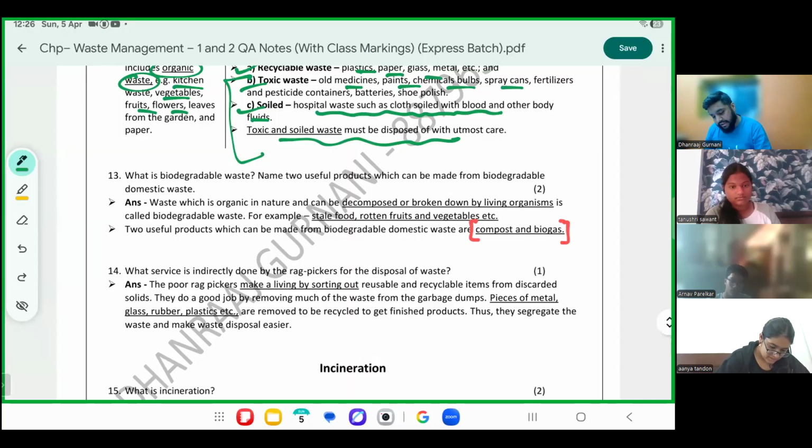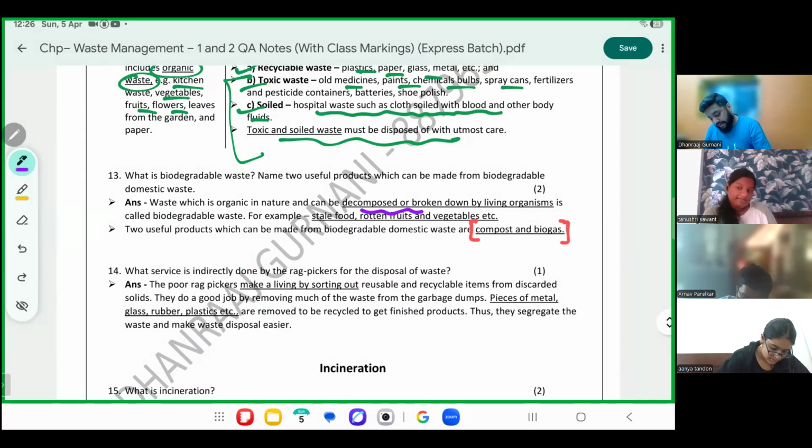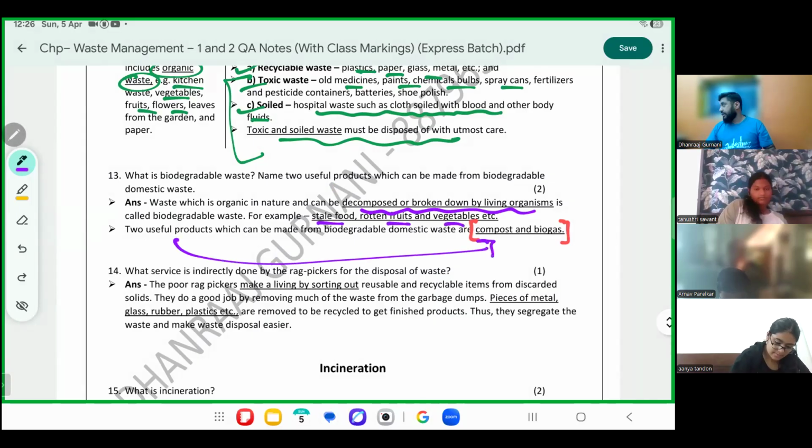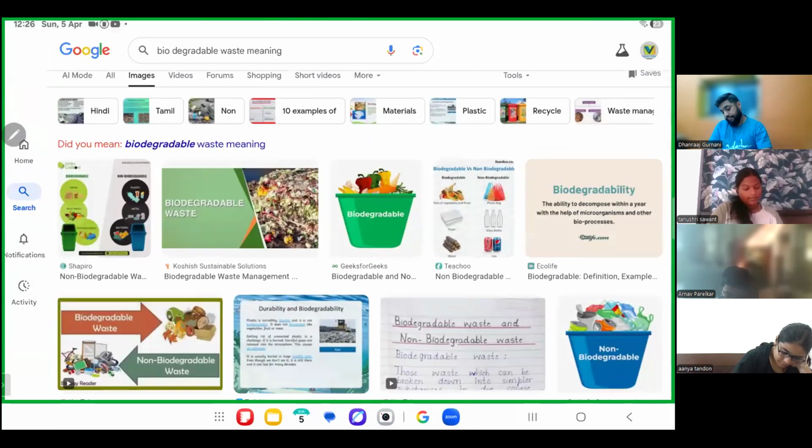Okay, biodegradable waste, that category of waste which can be broken down by living organisms. It breaks down, mixes with the earth, soil: food, fruits, vegetables. Please mark two useful products which can be made from biodegradable waste. MCQ: biogas and compost. This is your photo of biodegradable waste which can be broken down.